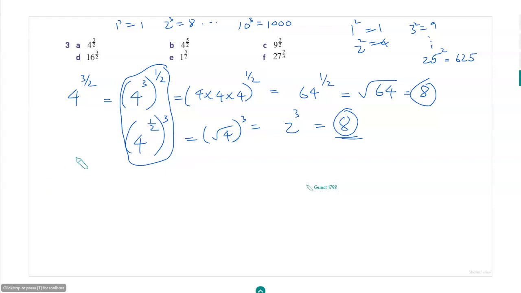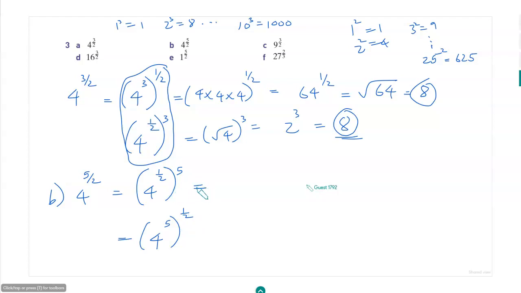Now, can you try the second one? 4 to the power 5 by 2. See, you can do this in two ways. Either it is 4 to the power 1 by 2 whole to the power 5. Or it is bracket 4 to the power 5 to the power 1 over 2, right? Yes.